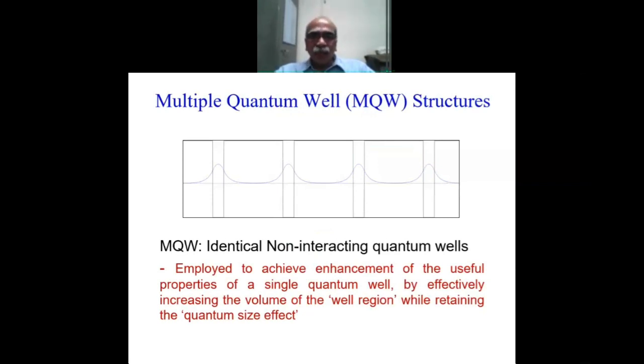All right. So one last point about quantum wells is the multiple quantum well structures. What is an MQW structure? It is an array of non-interacting identical quantum wells, but non-interacting. This is the wave function of this potential well. This is one potential well, second well, third well. The wave function here goes down to 0, and there is no overlap of the wave functions between the wells. There's 0 here, and therefore they are non-interacting identical wells. Then why do we use such structures? We use such structures to enhance the properties of a single quantum well, effectively increasing the volume of the material. And what do I mean by that?